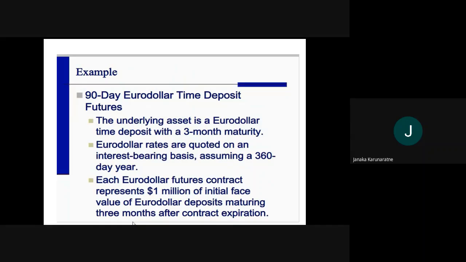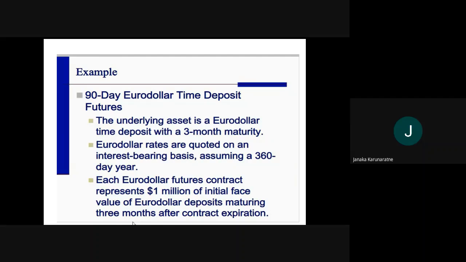Any questions so far? Anything? Any clarification before we move on to the next slide? No? Okay. So let's look at a typical example of futures contract.